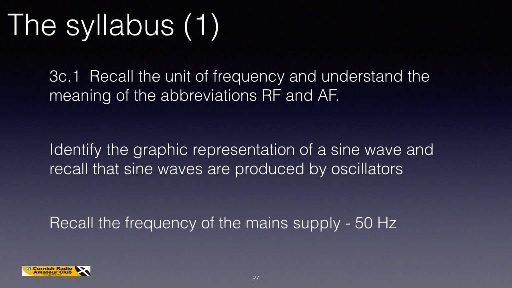Recall the frequency of the main supply, 50 Hz. I think we probably all know this anyway. It's marked on consumer equipment, 230 volts or 240 volts AC, alternating current, 50 Hz. So that signal is changing between positive and negative as alternating current. So I think that's easy enough.